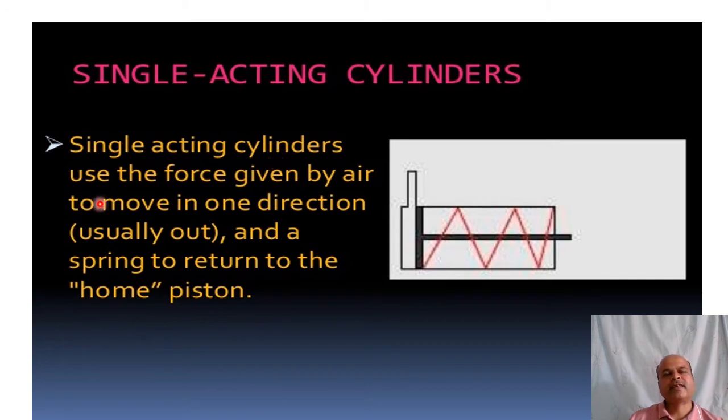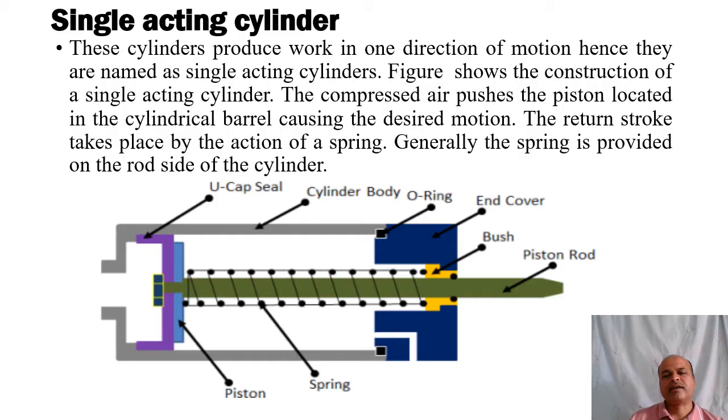A single acting cylinder uses the force given by air to move in one direction, usually outward, and uses a spring to return to the home position. So again, it returns to home by using a spring. This is a detailed constructional diagram of the single acting cylinder. This cylinder produces work in one direction of motion, hence it is named a single acting cylinder. The figure shows the construction of a single acting cylinder.